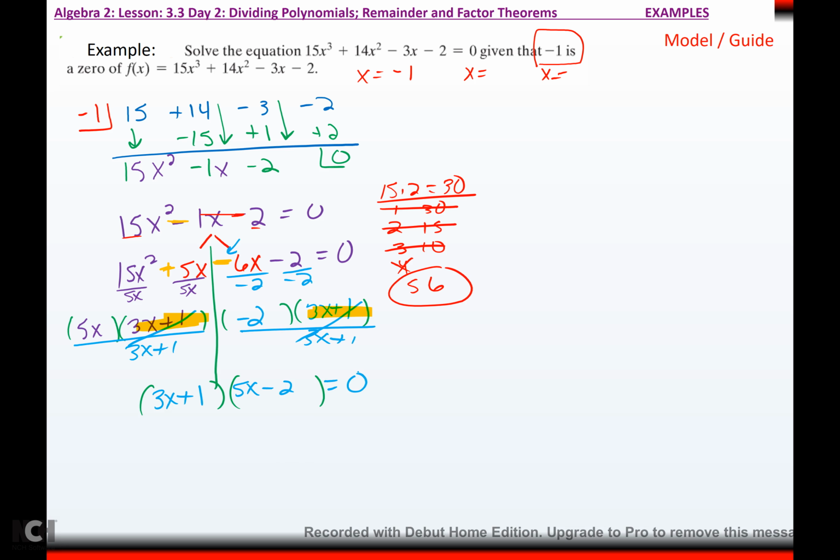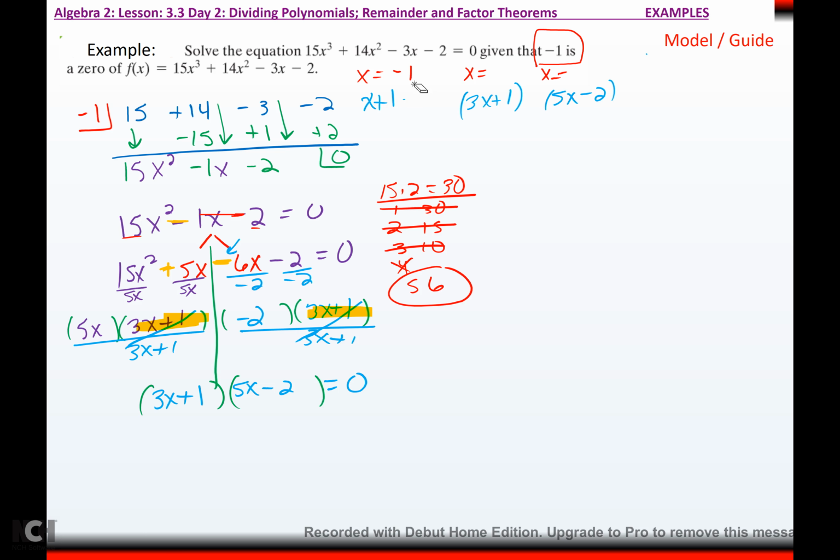So if I now set these to 0, those are my other two factors. Remember, them telling me that x equals negative 1 is also giving me the factor of x plus 1 equals 0. Yes? Okay, so now I have this factor, 3x plus 1, and I have the other factor, 5x minus 2.